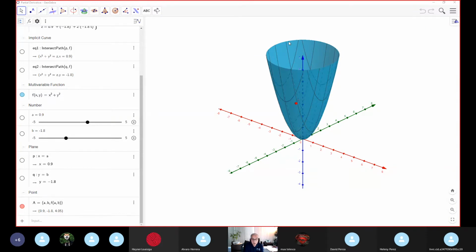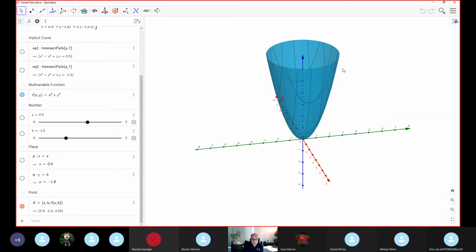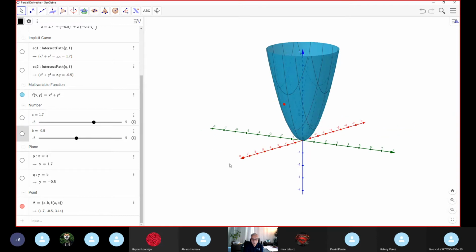Well, I create a paraboloid. Look at that. In this paraboloid, I put the specific point A, in red color. I can handle here the position of this. So I move the X component, Y component, a specific point.